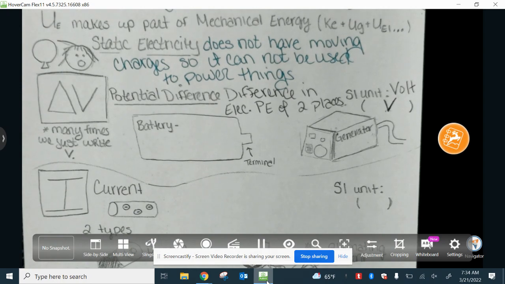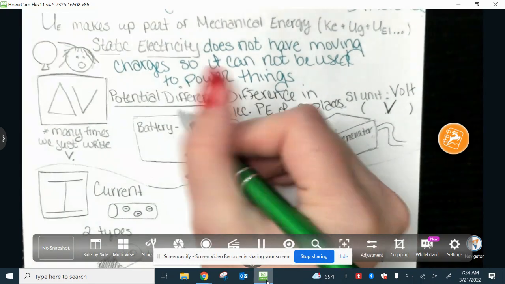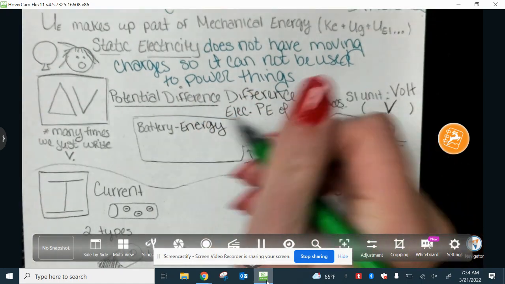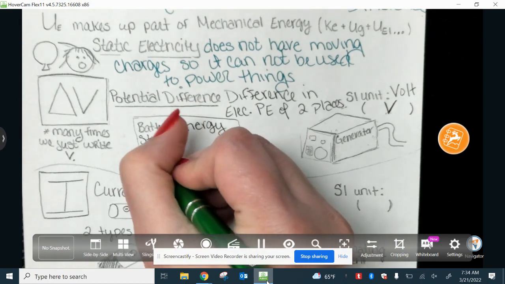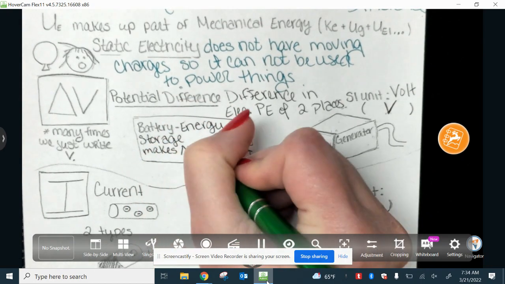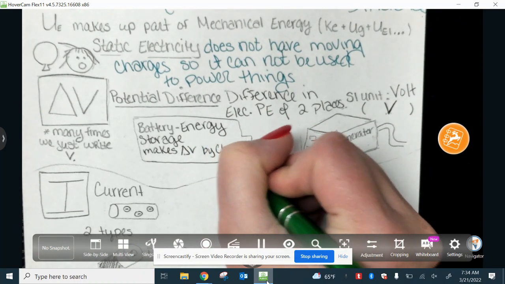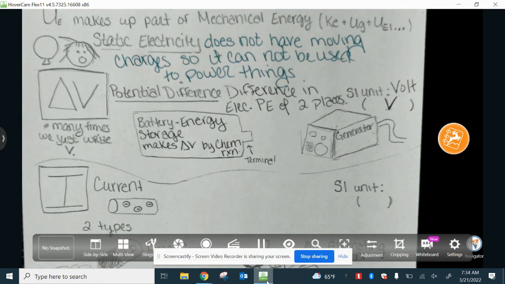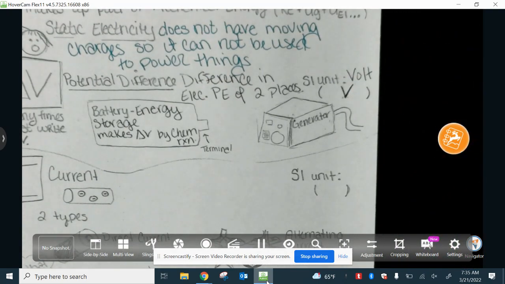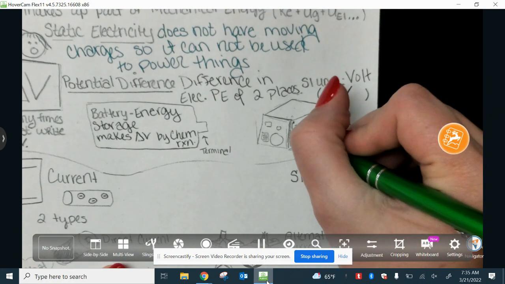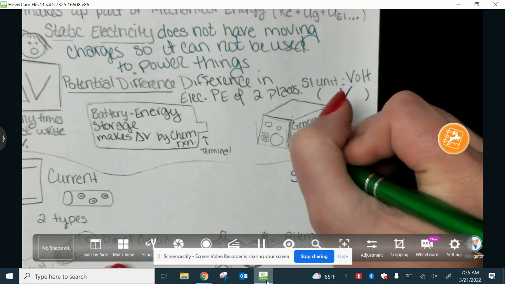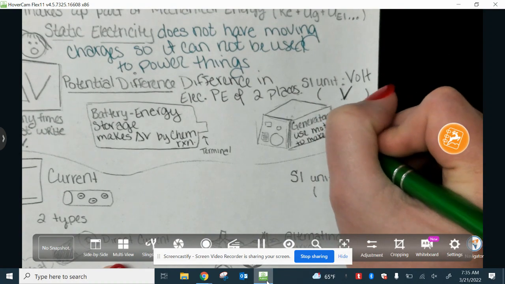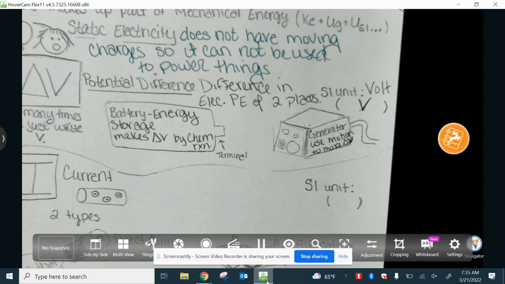All right, so a battery is an energy storage device that makes that potential difference by chemical energy. It uses a chemical reaction, RxN is an abbreviation for reaction, to make that potential difference. A lot of times it has a salt in there. Something like a generator uses motion to make that delta V.